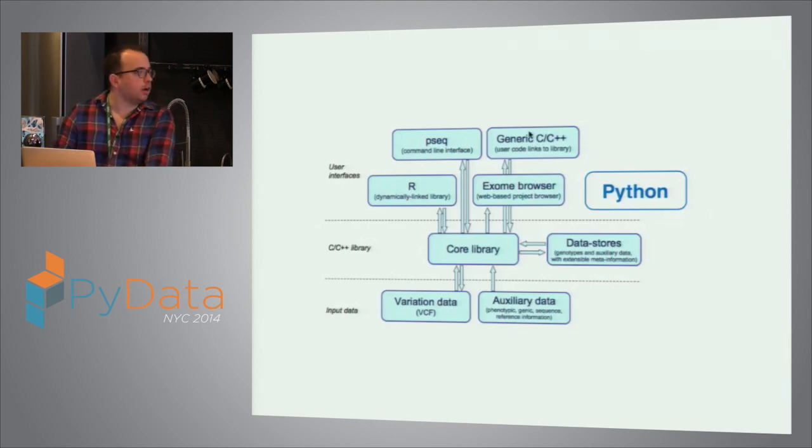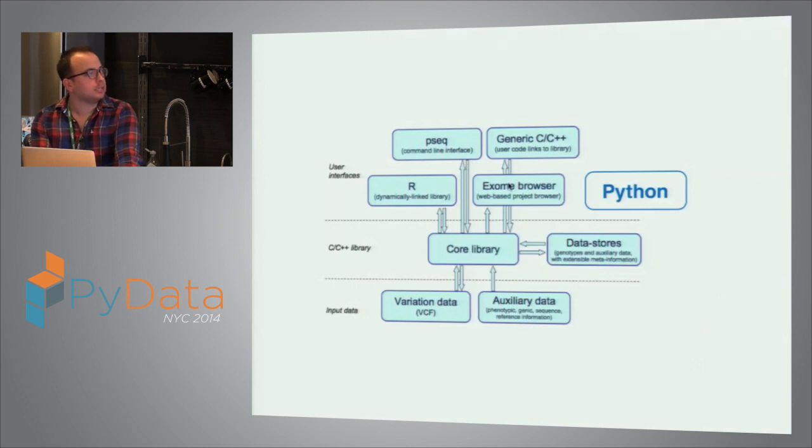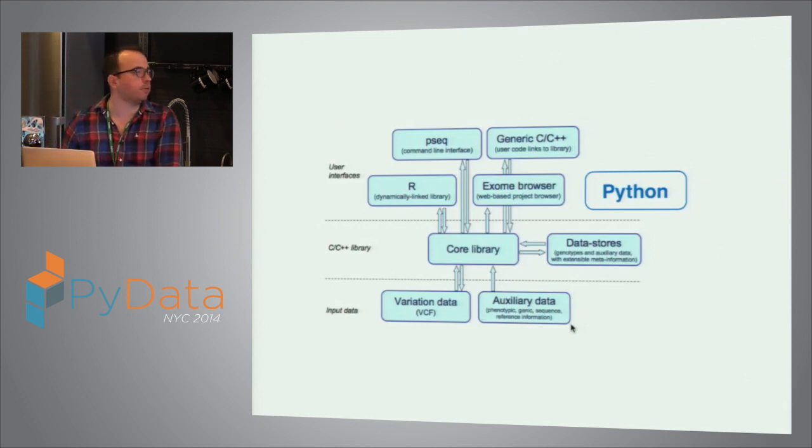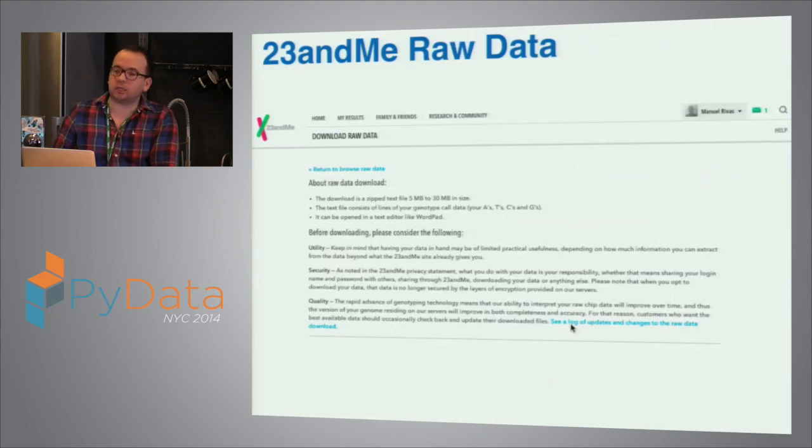So just to give an overview of what the world of PLINK-seq is like, there's the command line interface, the R library, an exon browser, and a Python library. These attach to a core library, which works on top of variation data and any auxiliary data, including phenotypic information, genetic information, sequence information, or any reference databases that you may think of.